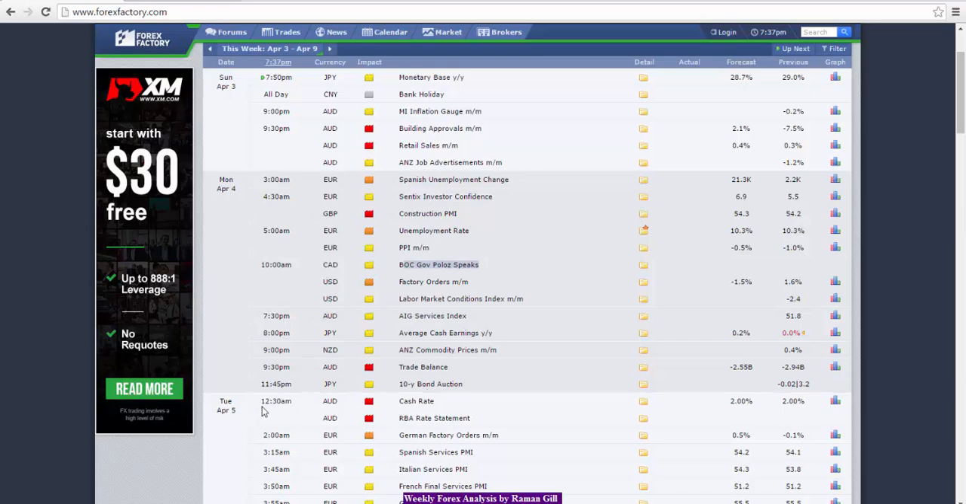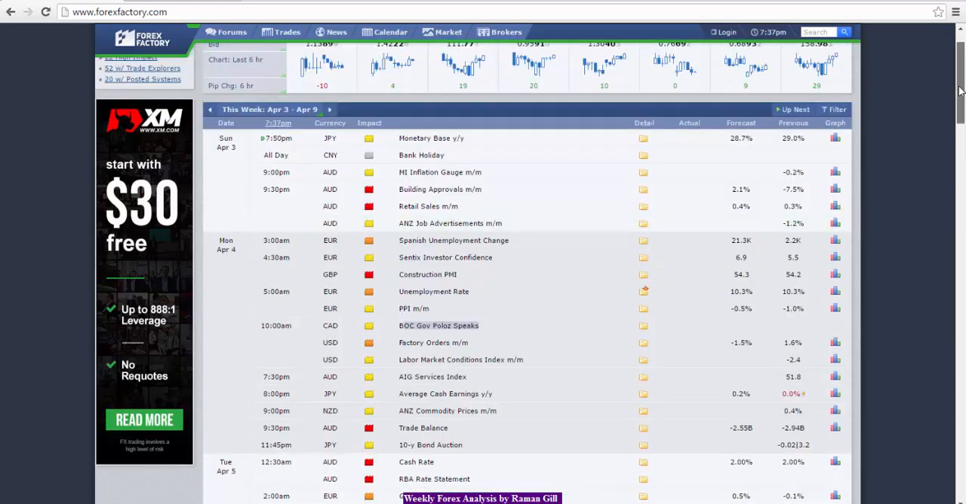And on Tuesday, early in the morning in the Asian session here, we have cash rate statement and RBA rate statement that I mentioned earlier. When these numbers get released, we should see volatility for the Australian dollar. So if you are trading anything that has Australian dollar in it, I would suggest keeping an eye on that.